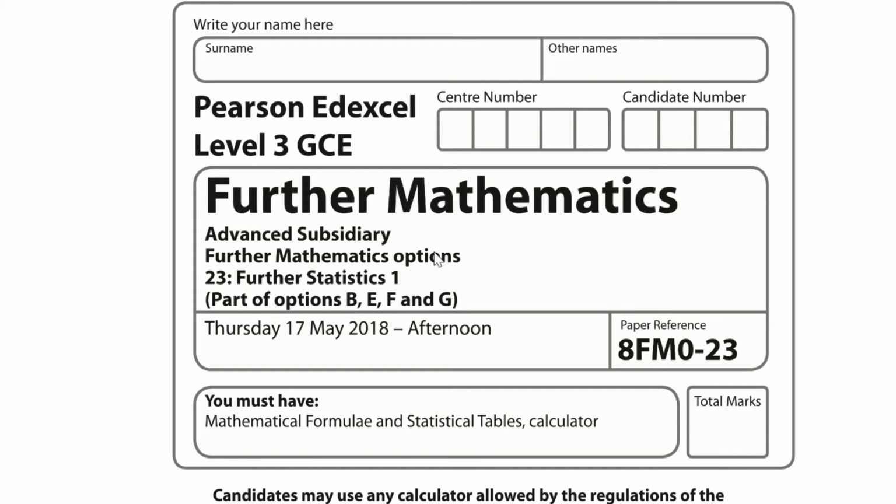Hi guys, this is the Edexcel AS Level Further Maths Paper 2 covering the Further Statistics 1 (FS1) section, and it's from the June 2018 series.